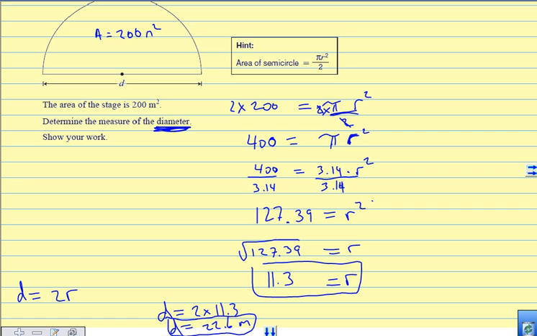All right. So that's example 2 in our exam review.